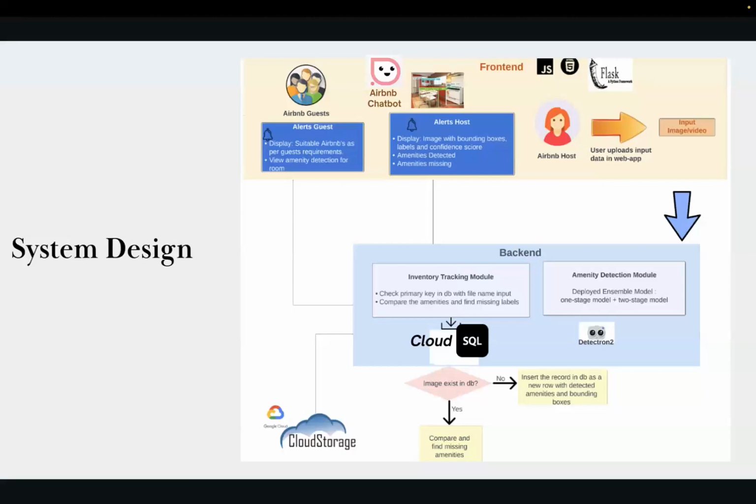After the host uploads their images, they will interact with the backend, which has two main modules. One is the amenity detection module, where we have deployed our ensemble model, which will detect the amenities and send them back to the host. The other module is the inventory tracking module, which is connected to the database, which is Cloud SQL here. Based on the amenities present in the database, we will be alerting the host if certain amenities are missing. The second set of users are Airbnb guests. They can book the resort, they can book the venues based on their requirements. Going on to the next slide.